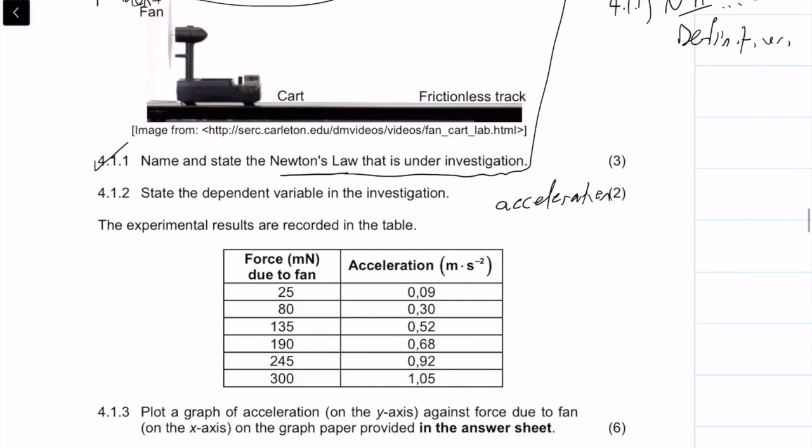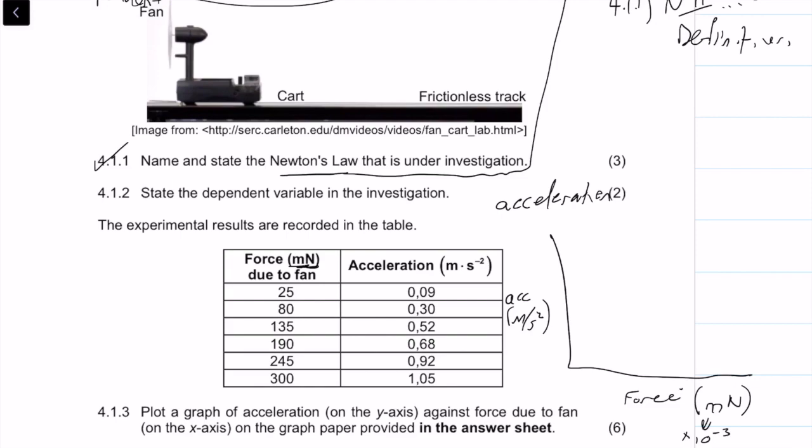Okay, so next we have to draw a graph. Plot a graph of acceleration. It's going to look something like this. So it's going to be acceleration on the y-axis, in meters per second squared, against force, and that is in millinewtons. The milli represents times 10 to the minus 3. Okay, so they want us to sketch that.